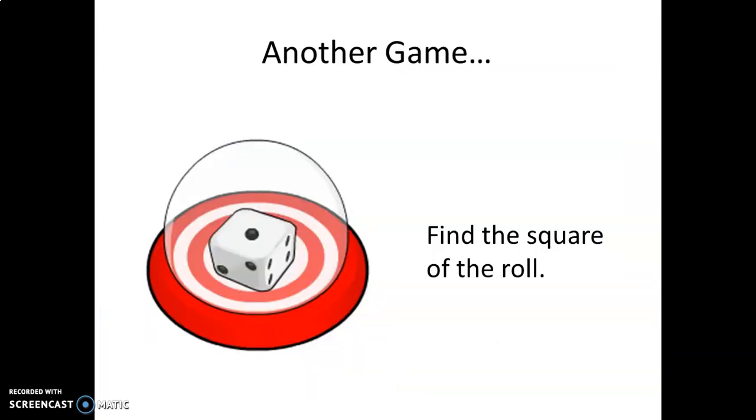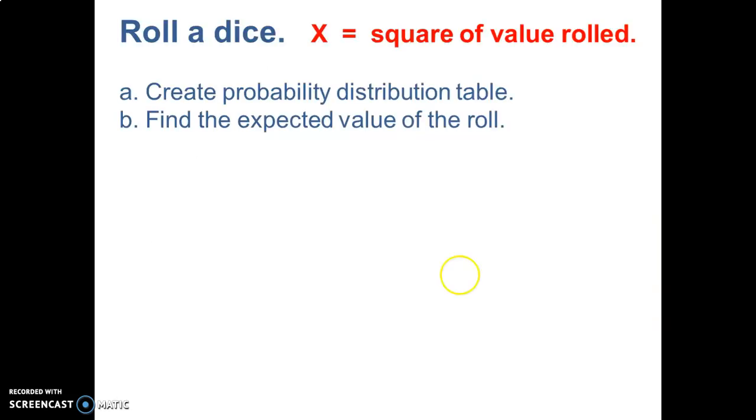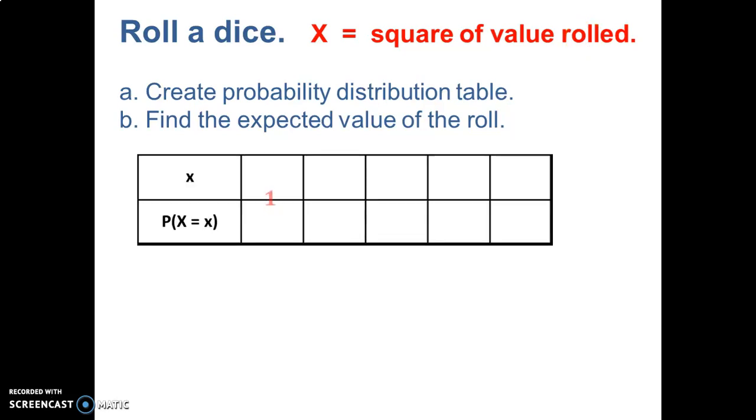Find the square of the roll. Let's say you roll 1 die, and now the variable that we're expressing here is the square of the result. So let's look at it again. Roll a dice, and the random variable x represents the square of the value rolled. For example, if you rolled a 1, 1 squared is 1. So if you rolled a 1, a 1 is one of your possibilities. Now if you rolled a 2, that means 4 is your next possibility.